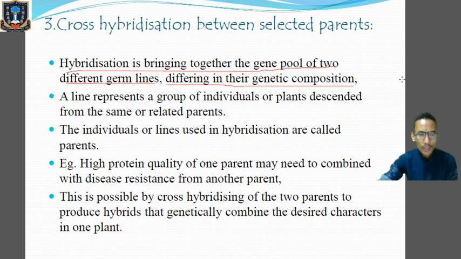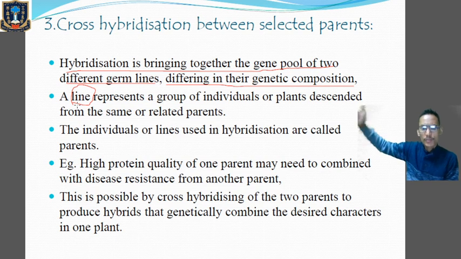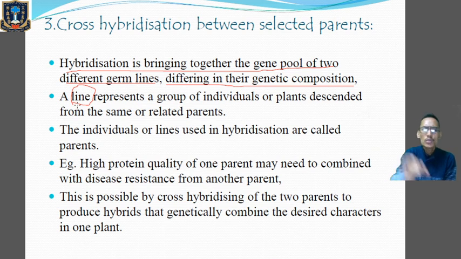Now remember the term line. A line represents a group of individuals or plants descended from the same or related parents. Through that line, we select the parents and go for hybridization. The individuals or lines used in hybridization are called the parents. So whatever plants are taken into consideration for hybridization are the parental plants.